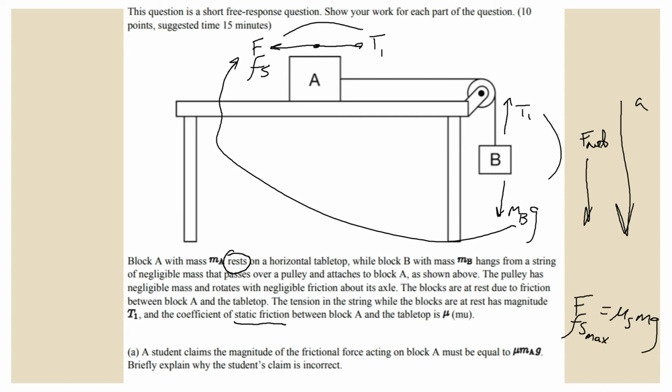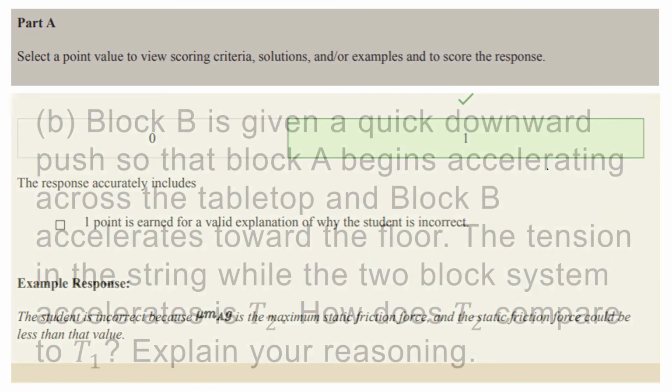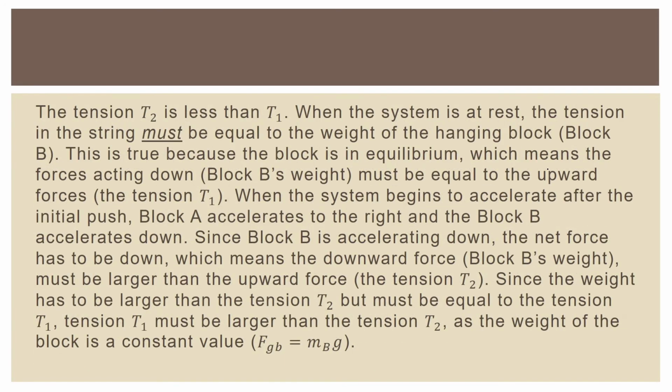So the basic idea is when the system is at rest, T1 is equal to the weight of B. But when the system is accelerating, and you have that tension T2, the weight of B has to be bigger than T2. I wrote in my explanation here: tension T2 is less than T1. When the system is at rest, the tension in the string must be equal to the weight of the hanging block, block B. This is true because the block is in equilibrium, which means the forces acting down, block B's weight, must be equal to the upward forces, the tension T1.